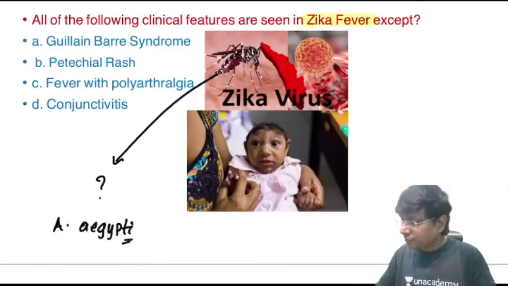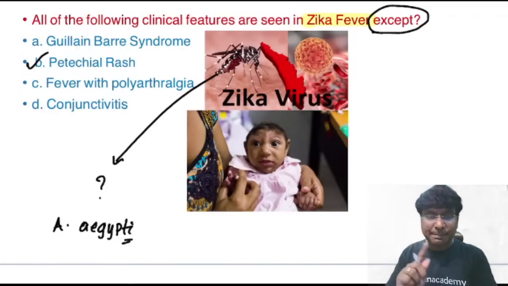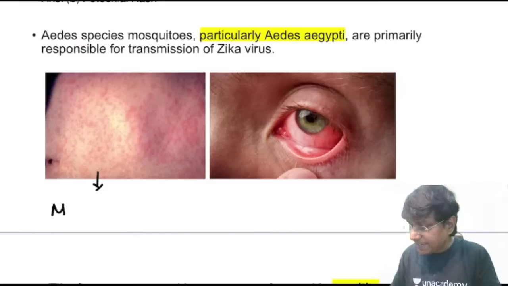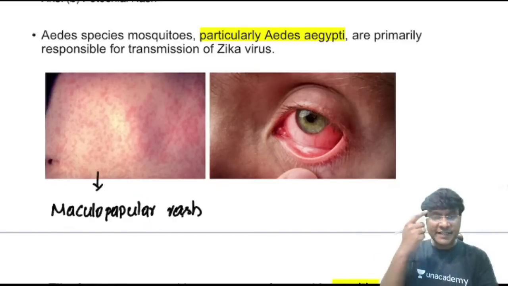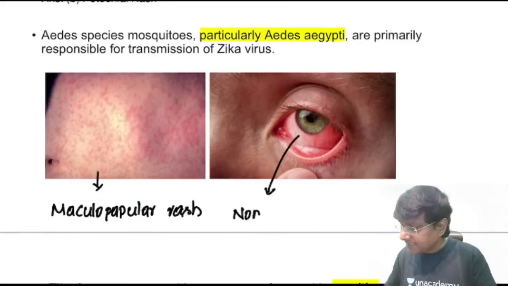Okay, now which of the following features is not seen in patients with Zika virus? You don't get this petechial rash. In case of Zika virus, what will be the clinical manifestations? The rash that you get in case of Zika virus is a pruritic maculopapular rash. And what will be the ophthalmic manifestations? The ophthalmic manifestations will be in the form of non-purulent conjunctivitis.